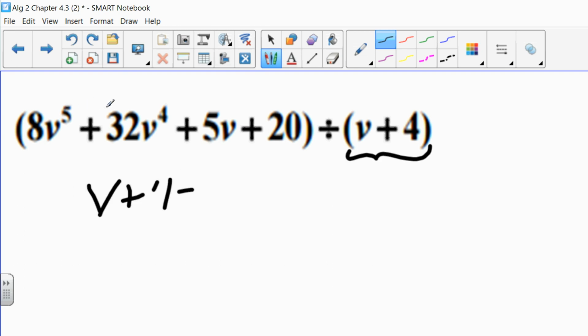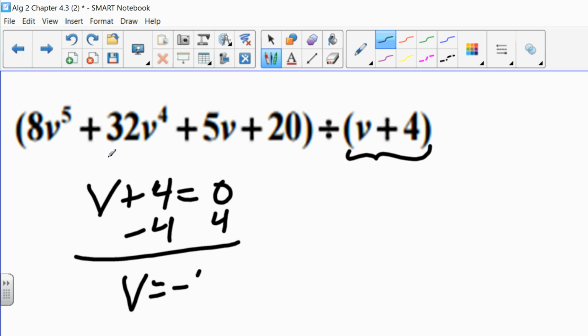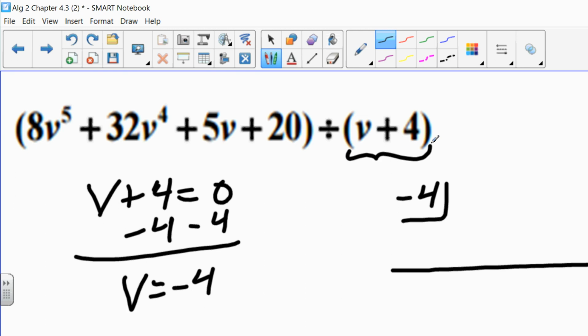So we have v plus 4 is equal to 0. So v is equal to negative 4. When we have these binomials, we're really just switching the sign in front of the 4. Now we can set up the problem. Cubbyhole and the line. What's your little line for? It's for the synthetic division. What we get below the line will be a part of our answer.